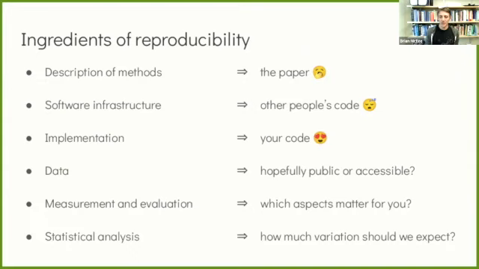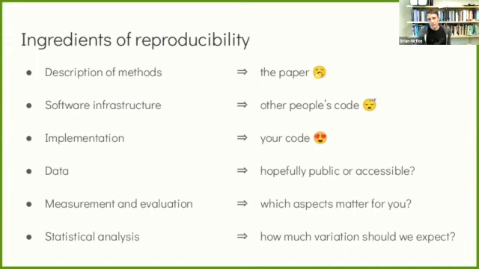The typical thing, at least in the olden times, is a description of methods. By this, I mean the paper, right? You read the paper, it tells you what the researchers did, and ideally that should be enough. If it's a good, strong, robust, replicable result, you should be able to redo it. That's kind of boring, and these days it doesn't really apply. There's too much going on.